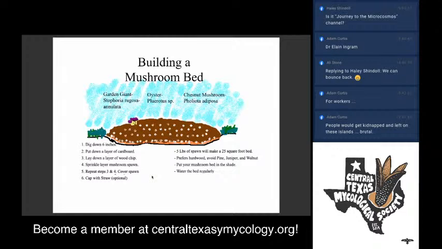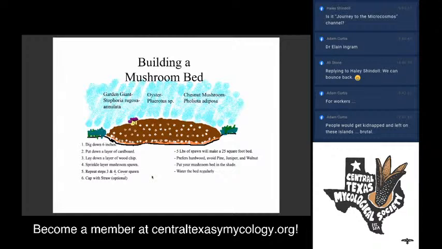Then you're going to want to put down a layer of wood chips, and you want to soak these wood chips overnight so they're chock full of moisture. You can put them in a pillowcase or a burlap sack and soak them in preferably rainwater, but whatever water you have will work. So you put down a layer of wood chips, and then you'll sprinkle in a layer of your mushroom spawn, and then you'll just repeat those steps until you run out of spawn.